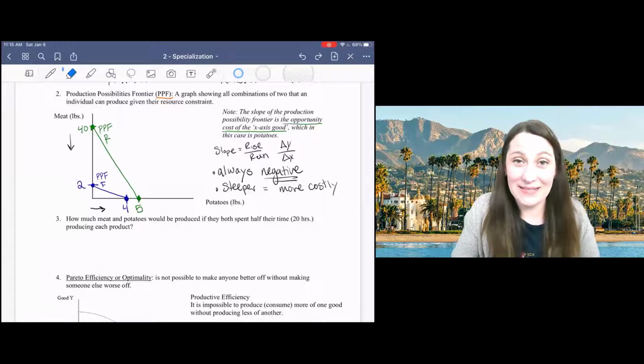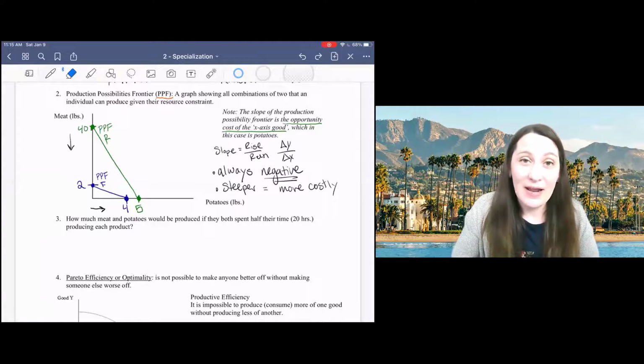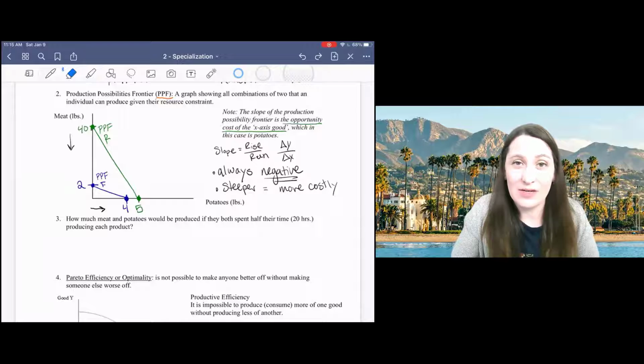As in the previous example, we'd like to make explicit one point of production without specialization so that we can compare it to production with specialization and show that specialization and trade allow us to produce and consume more using the same amount of resources.